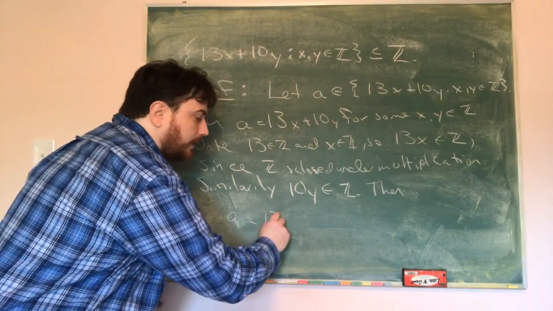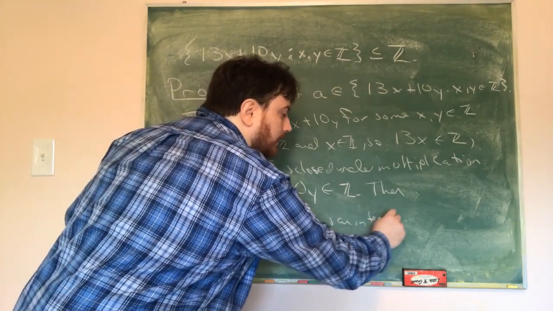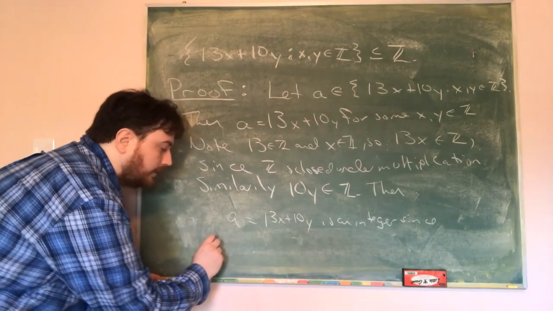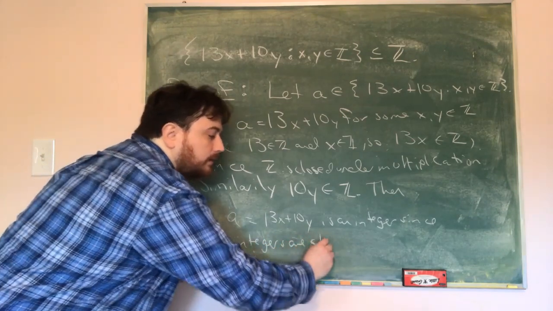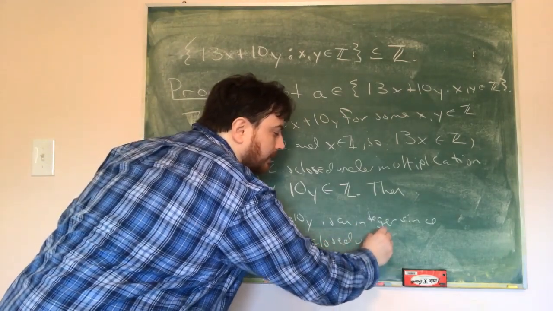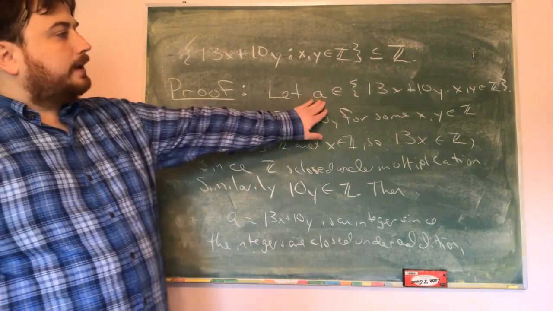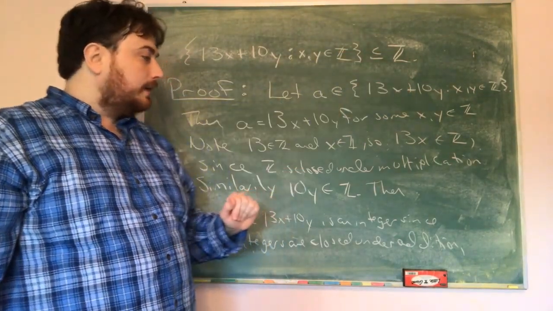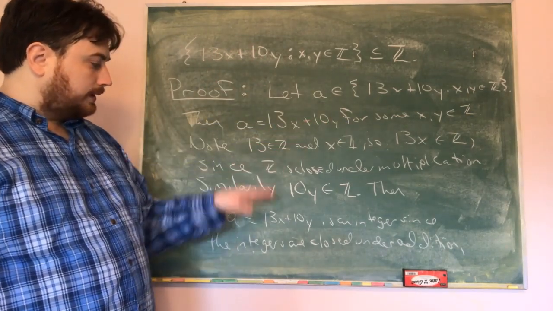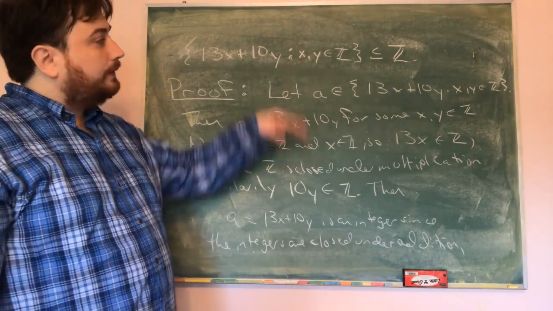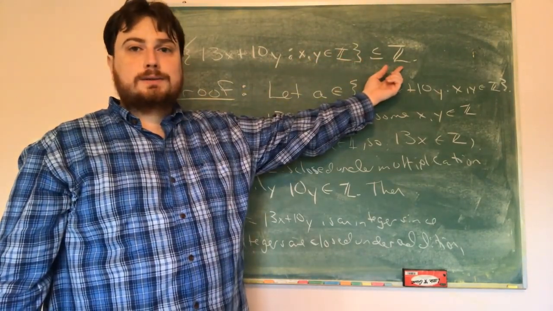So what I get is that A, which is equal to 13x plus 10y, is an integer since the integers are closed under addition. Therefore, what we've shown is that if we take an arbitrary element A in this set, this is an integer, this is an integer, I add them together, I get an integer, so A is an integer, therefore A is in the set of integers. So if an arbitrary element is in here, it's also in here. So we have proven that this is a subset of this.